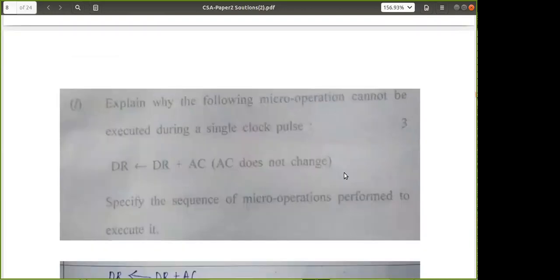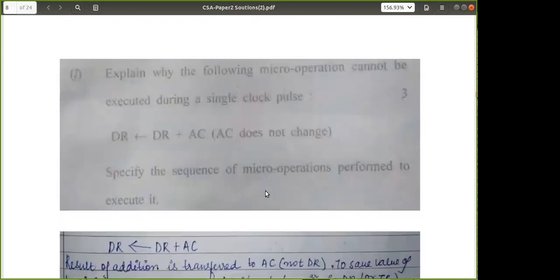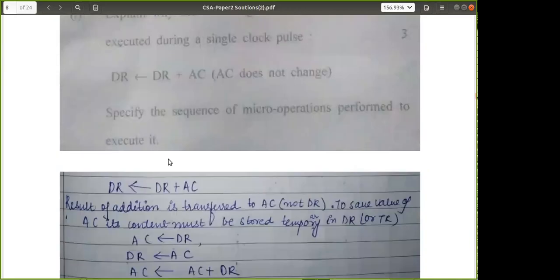Next question. Explain why the following micro operations cannot be executed during a single clock pulse. If you see here, we have the data register and the accumulator, and the result of the accumulator and the data register is stored in the data register. Basically, the result of addition is transferred to the accumulator.